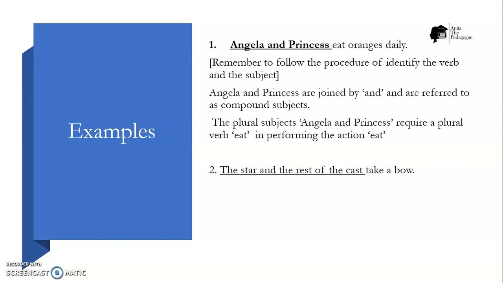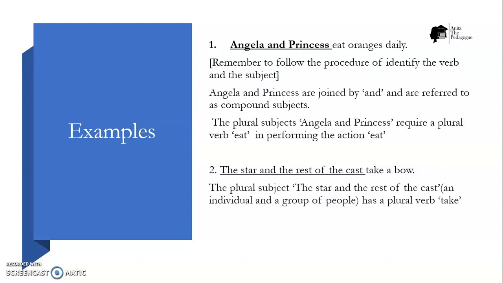Let's take a look at our second example. The star and the rest of the cast take a bow. The plural subject, the star and the rest of the cast, which is an individual and a group of people, has a plural verb take.